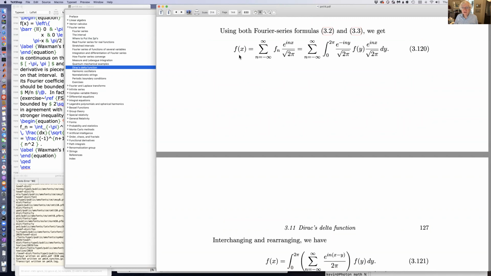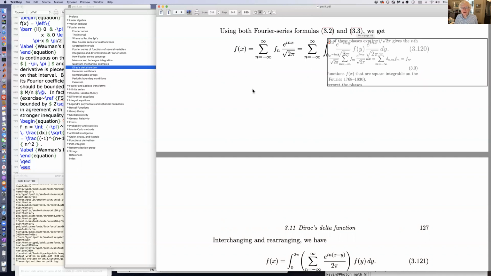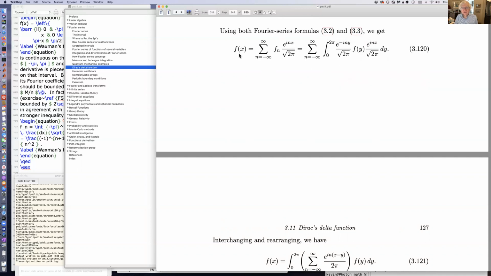So if we take the formulas 3.2 and 3.3 and put them together, what we get is this formula, in fact, this is the formula 3.2. And then formula 3.3 tells us what Fn is. Fn is this integral f of y dy e to the i n x over square root of 2 pi.